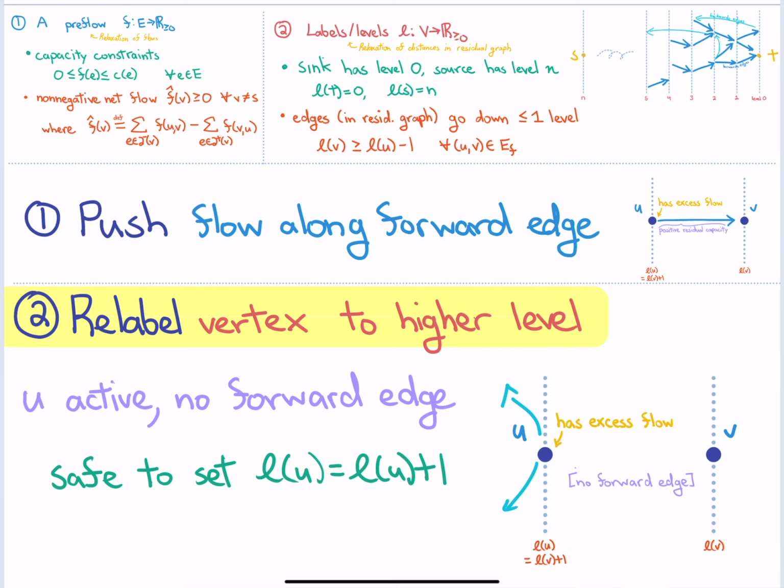On the other hand, by relabeling, some edge that's within the same layer might turn into a forward edge that you can then push flow along. If you think of the sink at the bottom and all these vertices, the water can only go down. I either find an edge that goes down one level and push flow down, or I can't find such an edge, so I move the vertex up to the next rung of the ladder and see if now I have a new edge that goes down.